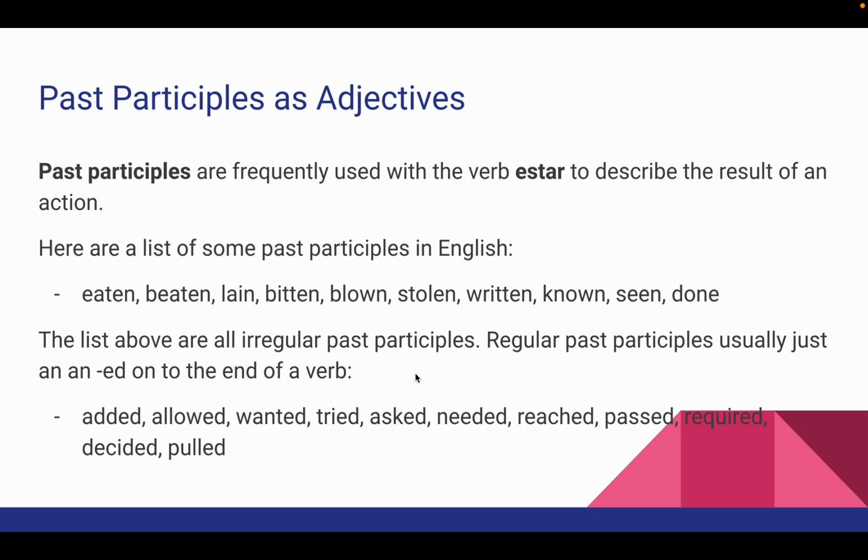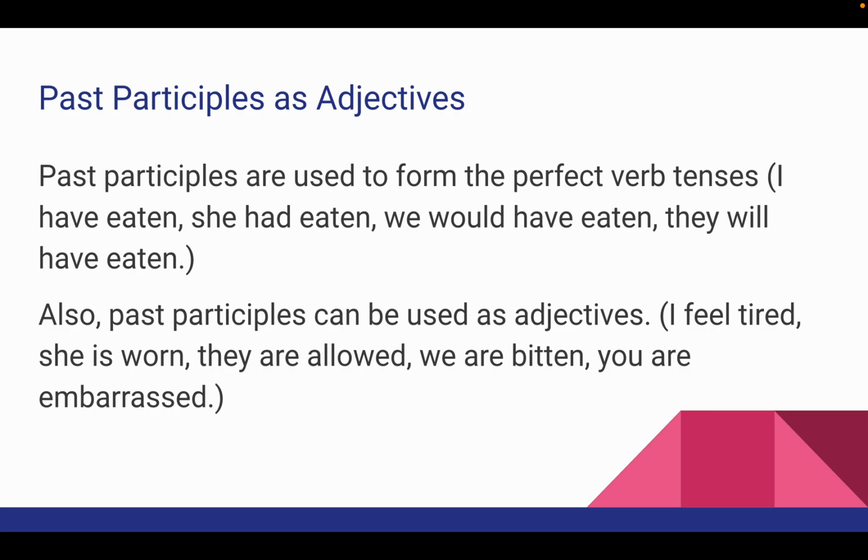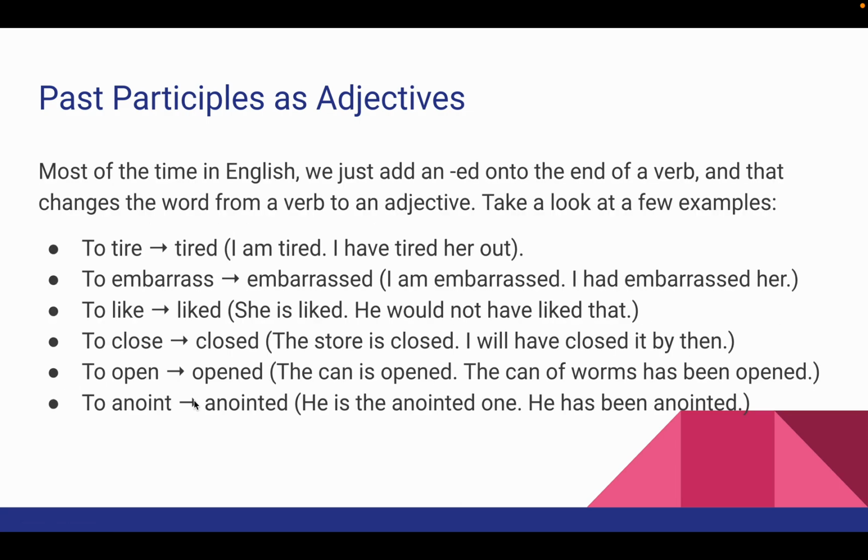And we can use them as adjectives. So past participles are used to form the perfect verb tenses, like I have eaten, she had eaten, we would have eaten, they will have eaten. Those are perfect verb tenses. But also past participles can be used as adjectives, so to describe something. So I feel tired. She is worn. They are allowed. We are bitten. You are embarrassed. These are past participles, and they're used to describe a noun. So most of the time in English, we just add an ed onto the end of the verb, and that changes the word from a verb to an adjective.